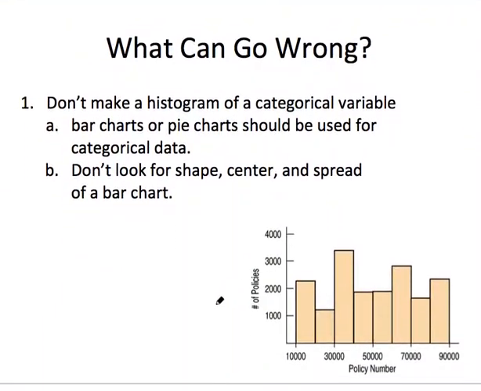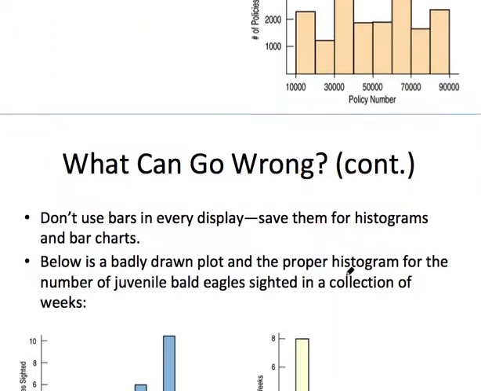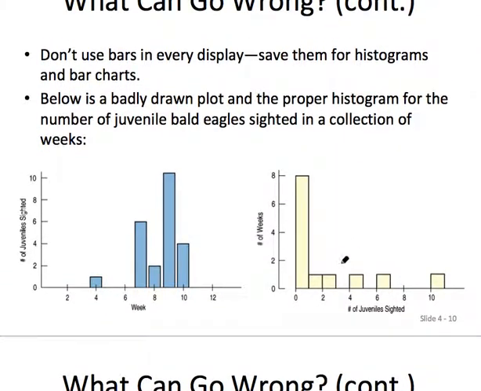Okay, so what can go wrong? Please, please, please make sure that if it's a categorical variable, you're using bar charts or pie charts. Don't make a histogram out of it. If it's a bar chart, you can't look at shape, center, and spread, because we don't have numbers along here. There is no shape, center, and spread. It's just the categories that are given to you. Don't use bars at every single display. Make sure you're saving them for histograms and bar charts.